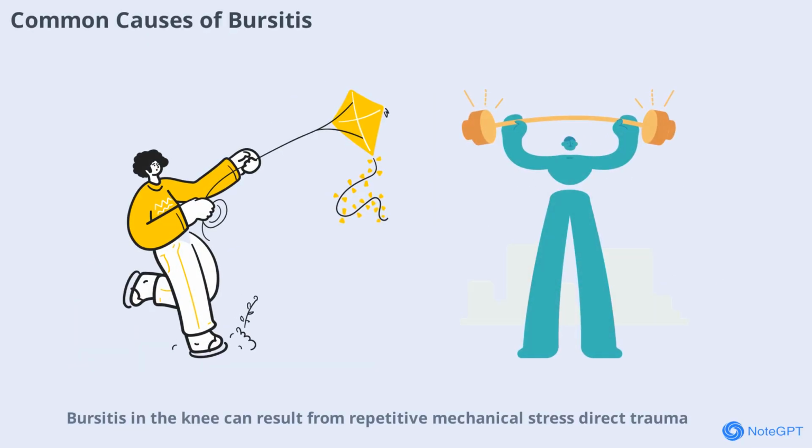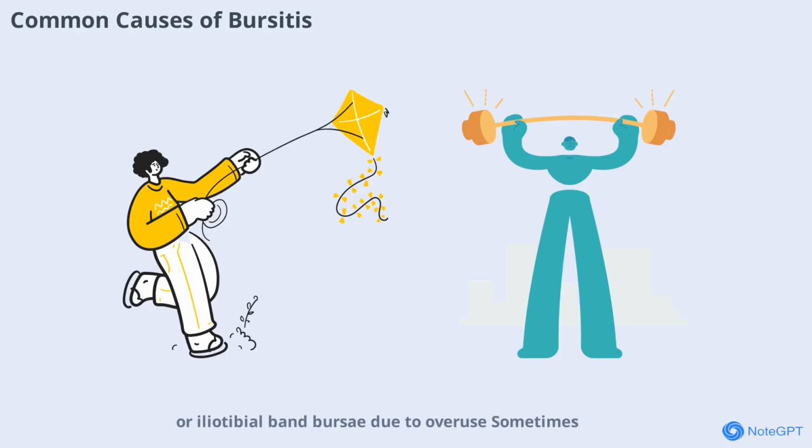Bursitis in the knee can result from repetitive mechanical stress, direct trauma, systemic diseases like gout or rheumatoid arthritis, or even infection. Occupations involving frequent kneeling, such as carpet laying or tiling, increase risk for prepatellar and superficial infrapatellar bursitis. Athletes, especially runners and cyclists, may develop inflammation in the pes anserine or iliotibial band bursae due to overuse. Sometimes, underlying joint conditions like osteoarthritis or meniscal tears contribute to bursal swelling. Recognizing these triggers is essential for both prevention and effective management.